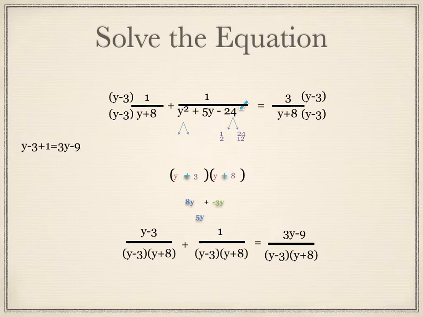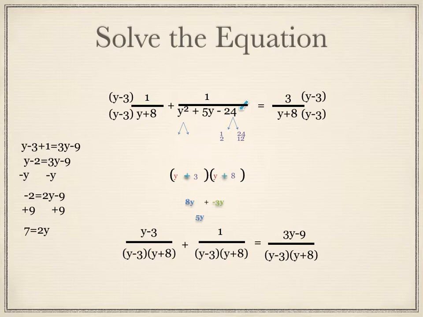Then we can go ahead and combine like terms. So we get negative 3 plus 1, which is negative 2. Y minus 2 is equal to 3y minus 9. Subtract y from both sides, so we can get y on one side. And we get negative 2 is equal to 2y minus 9. Then we want to go ahead and move the 9 to the other side to get y by itself. So we're going to go ahead and add 9 to both sides.